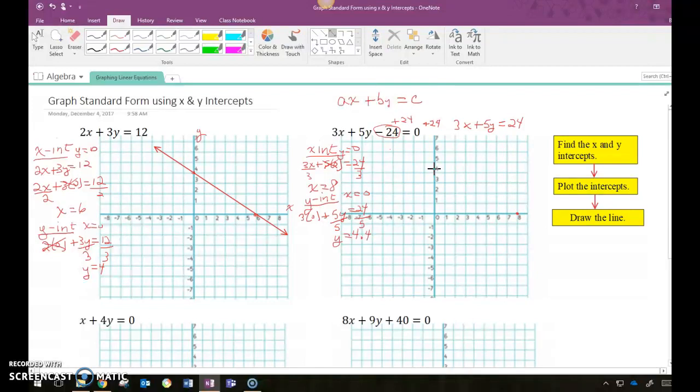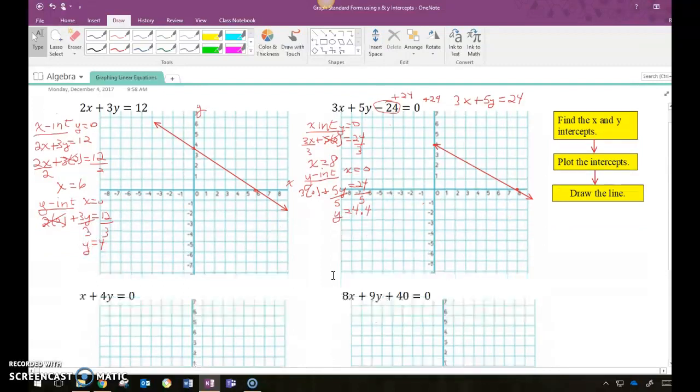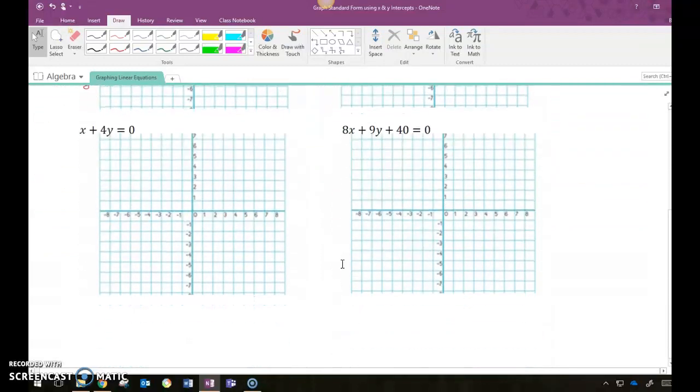from this point down to this point, just like that. They should go right through those intercepts, guys. Make sure that you're putting those in the right spot. Okay? All right, let's move down and look at a couple of other examples.